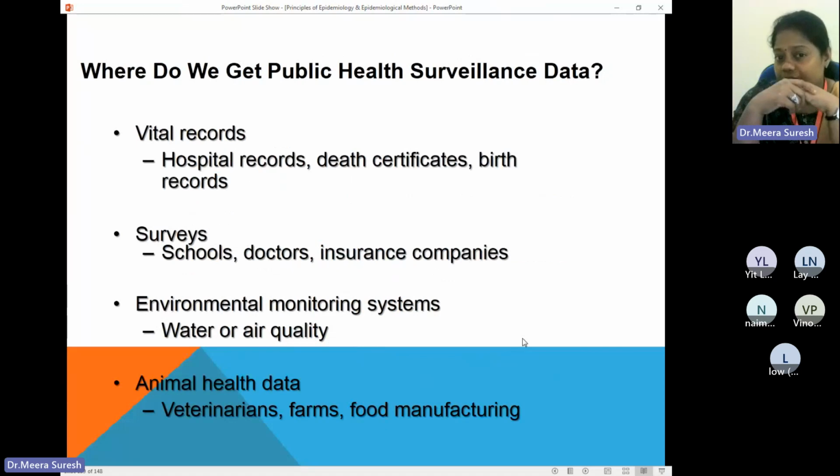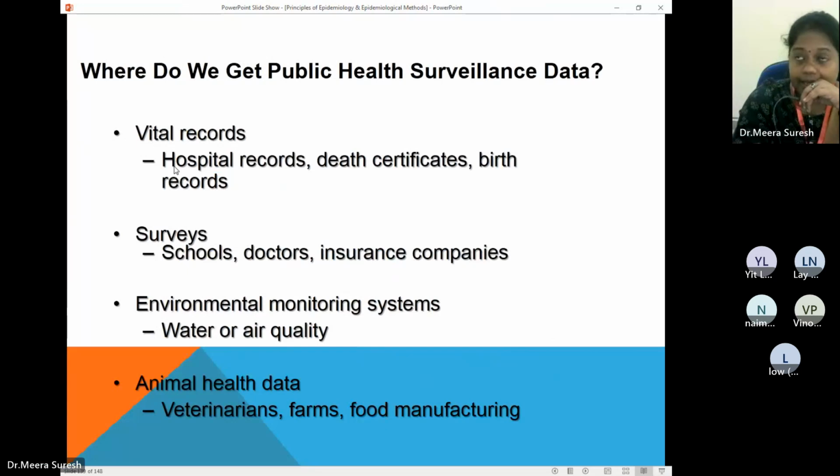Where do we get this surveillance data? We can go to the hospital records, death certificates, birth records, which will be called vital records. And vital records is the term used for all the vital things that happen in our life. And those vital things which are health related will be our birth, the death, the marriage, and any particular disease. So those are the vital records.